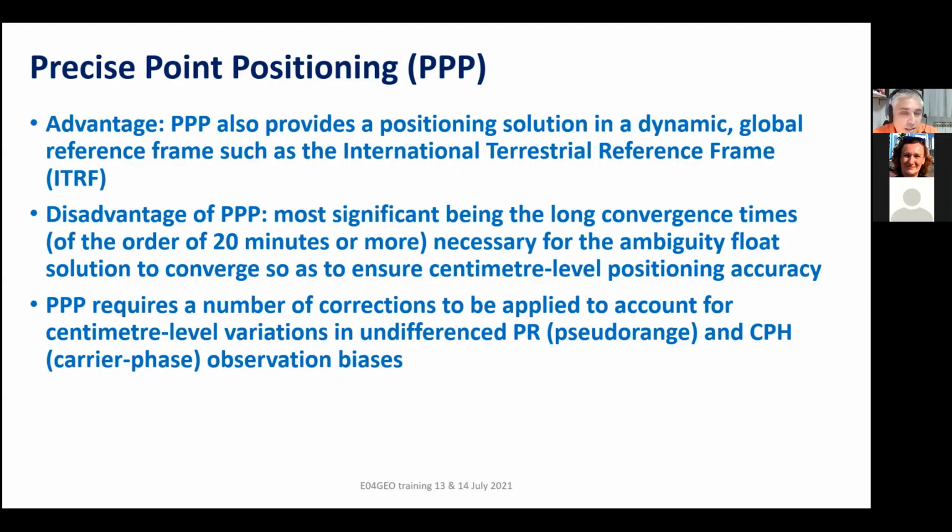So PPP requires a number of corrections, as I said before, to be applied to account for centimeter level variations in undifferenced pseudorange and carrier phase observation biases. In relative or differential positioning, we have differenced observations. In PPP, they are used undifferenced. And this is why a longer time is needed, much more data is needed, additional data are needed in order to achieve centimeter level precision.